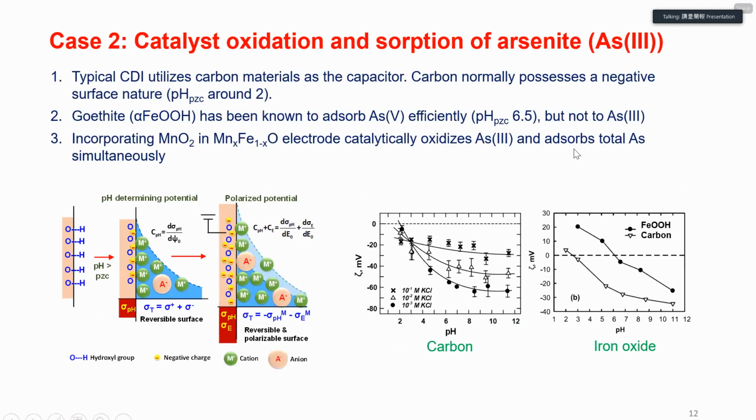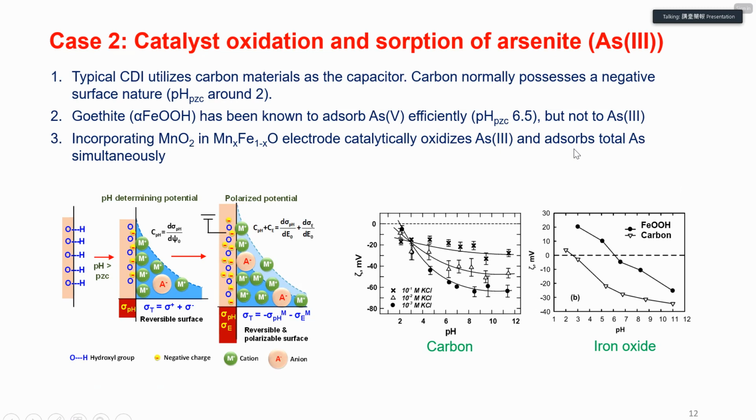All right, this is another case, for the treatment of trivalent arsenic. This is a little different from the conventional CDI electrode. We didn't use carbon as the substrate, because carbon is normally negatively charged. So we found that carbon is not good in anion removal.